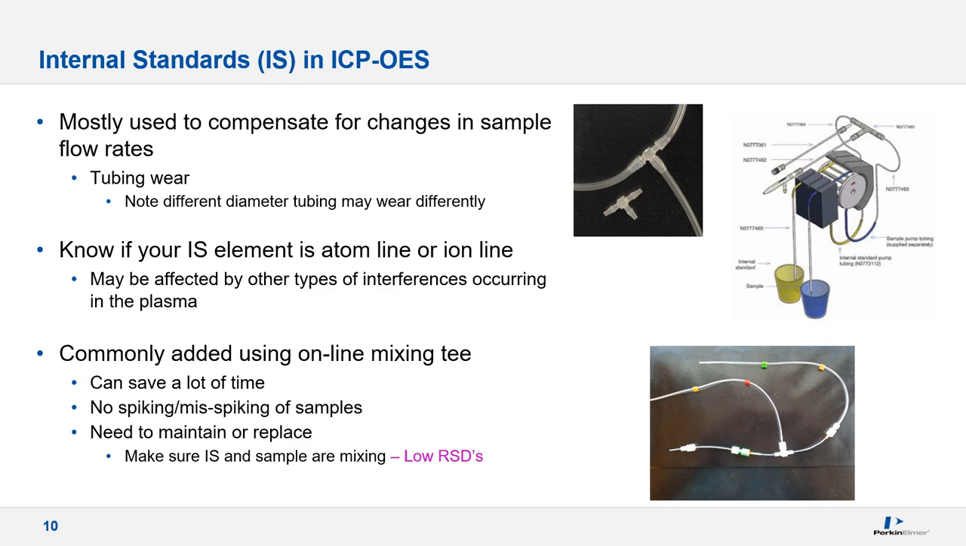You also want a mixing tee with a low dead volume to avoid sample carryover, and replace them periodically, as they can be contaminated by high levels of elements present in your samples over time. Finally, you need to ensure the sample flow and the internal standard flow are mixing. Look for RSDs of 1 to 2% or less for your internal standard when looking at replicates. If RSDs are higher, suspect things are not mixing well or look for air bubbles. High RSDs in your internal standard will cause more error in your analytical results.